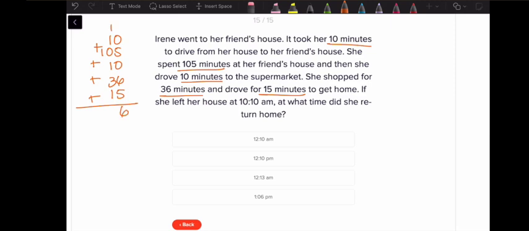5 plus 6 is 11, plus 5 is 16, carry the 1. 1 plus 1 is 2, plus 1 is 3, plus 3 is 6, plus 1 is 7, and finally 1. This is 176 minutes. Now I want to write that in terms of hours.